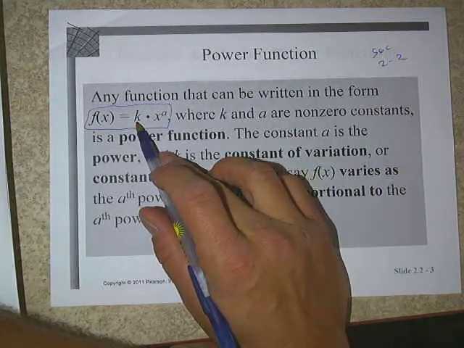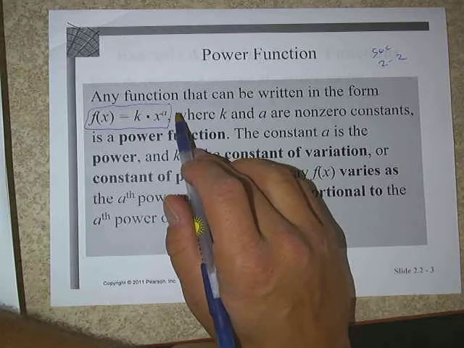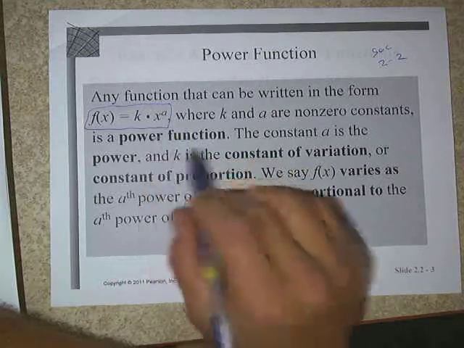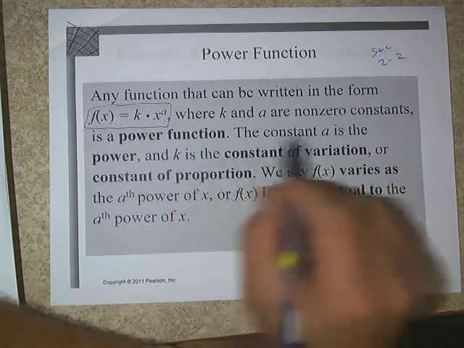We can't have a zero out in front. If we had a zero out in front, that would wipe the whole thing out anyway, so there wouldn't even be a function. It would just be the zero function. So that's why k can't be zero. But ultimately, if we can have something in that form, it's called a power function.